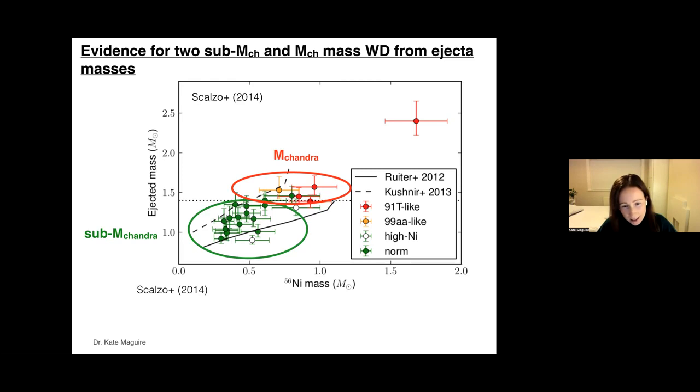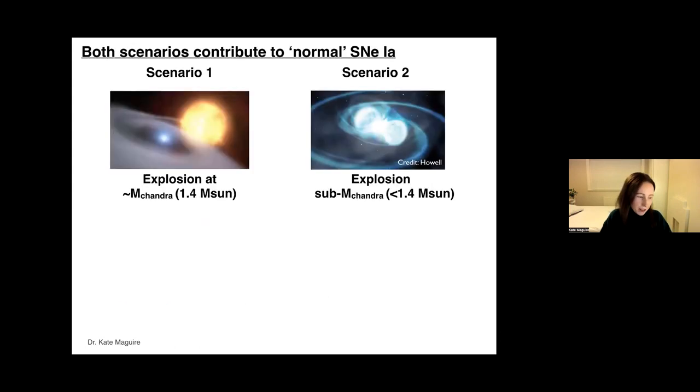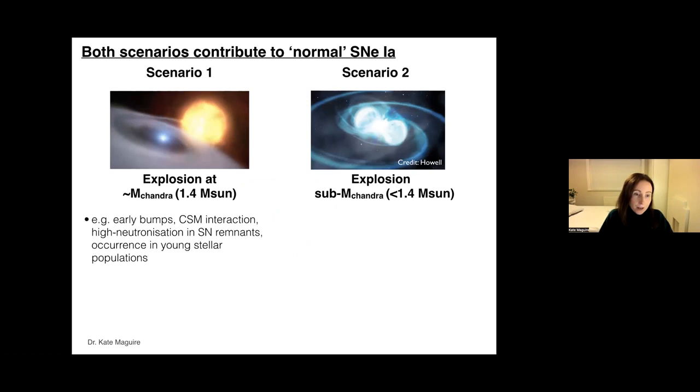But I think this, similarly to the nebular phase mass ratios of this nickel to iron, also predicts that you're likely getting a contribution from both. And this is, I think, what's going on and probably generally accepted in the community now. So yeah, there's a lot of evidence for explosions at approximately the Chandrasekhar mass.